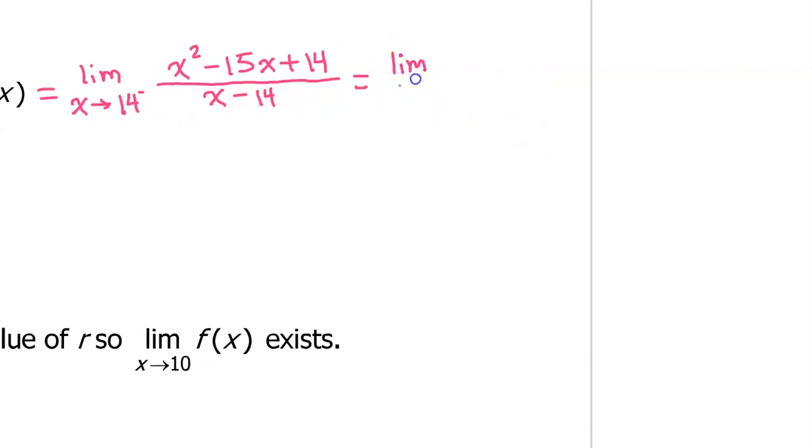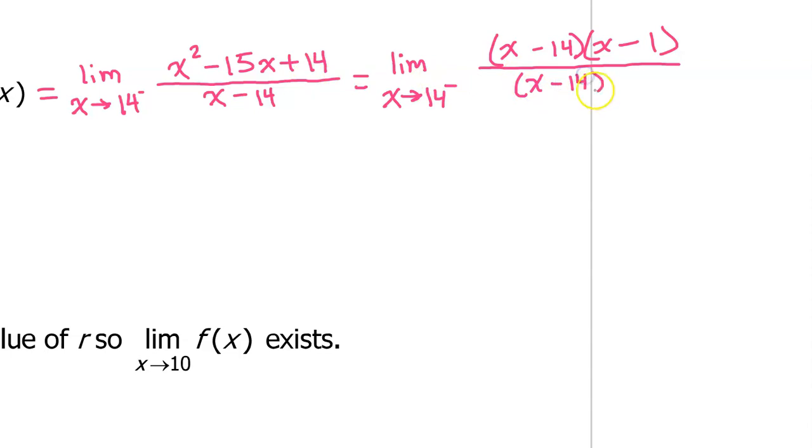So we will write the limit as x approaches 14 from the left of, well, x squared will only factor as x times x. 14 will factor as 2 times 7, but I'm looking at the middle term and I'm thinking we're probably going to do 14 times 1. To get a negative 15, we're going to need a negative 14 and a negative 1. So that's how this is going to factor down. I was also looking at the fact that the denominator has an x minus 14, and very often something is going to cancel out. So I was sort of waiting for that to happen.